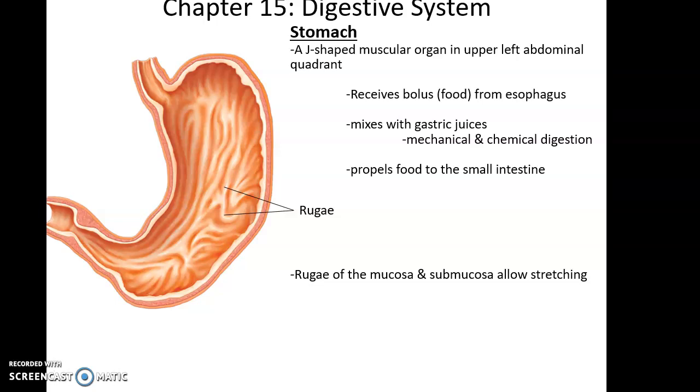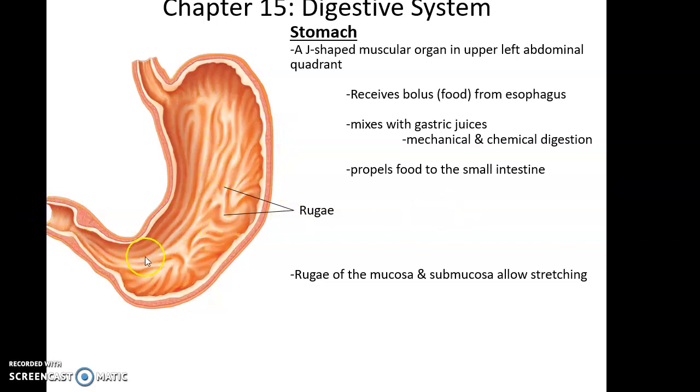It will then mix the bolus with its gastric juices, and this is a process of both mechanical digestion, the squeezing and churning, breaking down the size of the food particles, as well as chemical digestion because there is an active enzyme chemically breaking down proteins. And then when ready, the stomach will propel the food from the stomach into the small intestine.